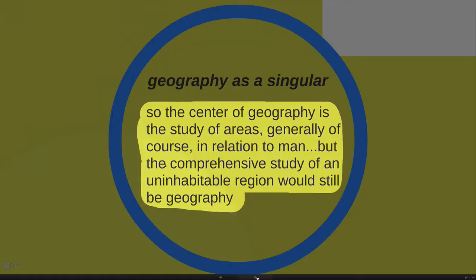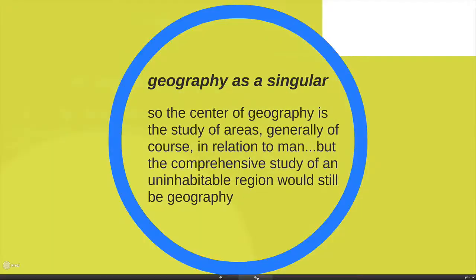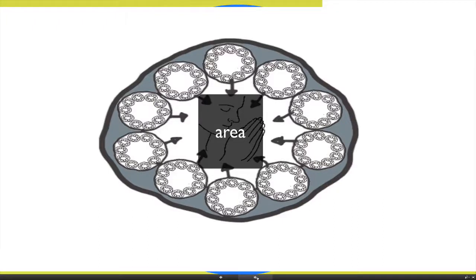So the center of geography is the study of areas. Generally, of course, in relation to man, but the comprehensive study of an uninhabitable region would still be geography, and it would still be important, and it would still be wonderful, because the guiding focus of geography is not something outside of it, not something that gives it some other importance because it's useful. The reason why you study it is to understand how regions and areas actually work in their own terms. And there you have that wonderful account of how geography operates as a singular.